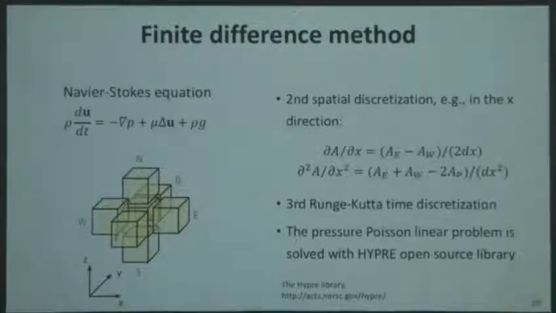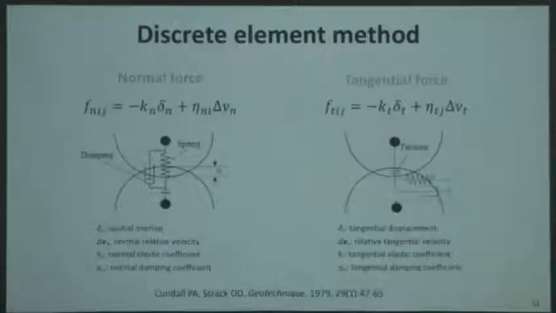discretization. And the pressure Poisson linear problem is solved using this hybrid library. And the DEM part is still using the very classical one from Cundall. So basically the normal force and the tangential force are all in quite a linear and explicit method.